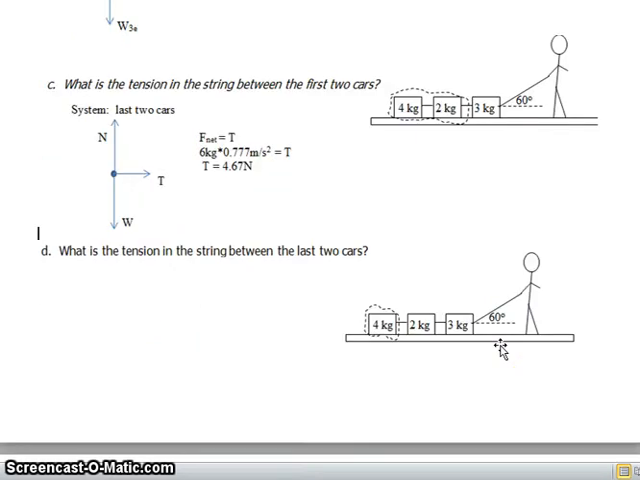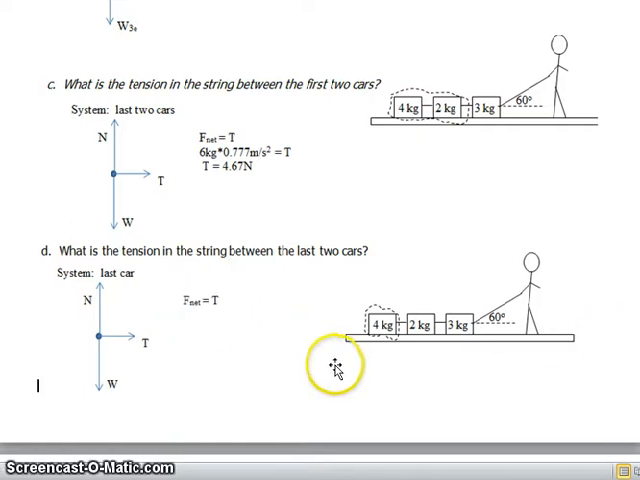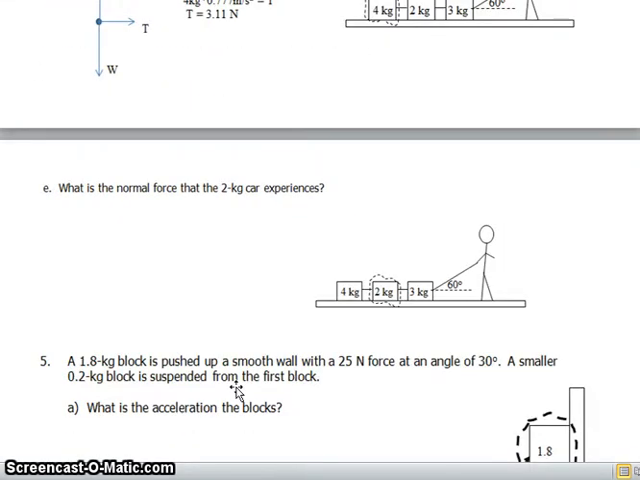Part D, what is the tension in the string between the last two cars? This time I'm going to choose my system to be the 4 kilogram object. And there's my free body diagram for it. Support force up, weight down, tension to the right. My net force equation would be the tension. Plug in F net equals ma. Plug in that, and I get tension is equal to 3.11 newtons.